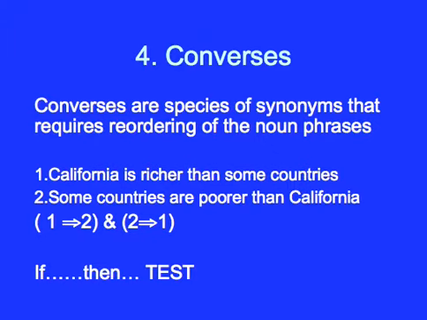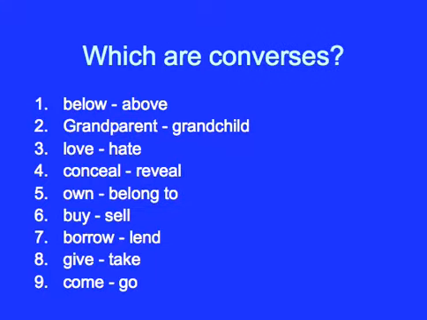Okay, our next sense relationship are converses, and these are types of synonyms that require reordering of the noun phrases, and we saw some of these when we looked at paraphrase. So California is richer than some countries. Okay, we can switch the noun phrases around and say some countries are poorer than California. One test we can use is the if-then test. If California is richer than some countries, then some countries are poorer than California. Okay, so see if you can try this.